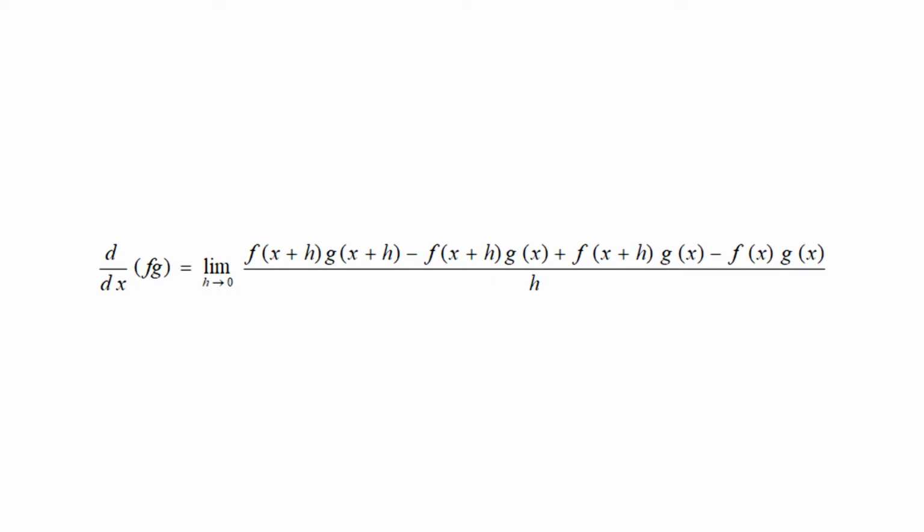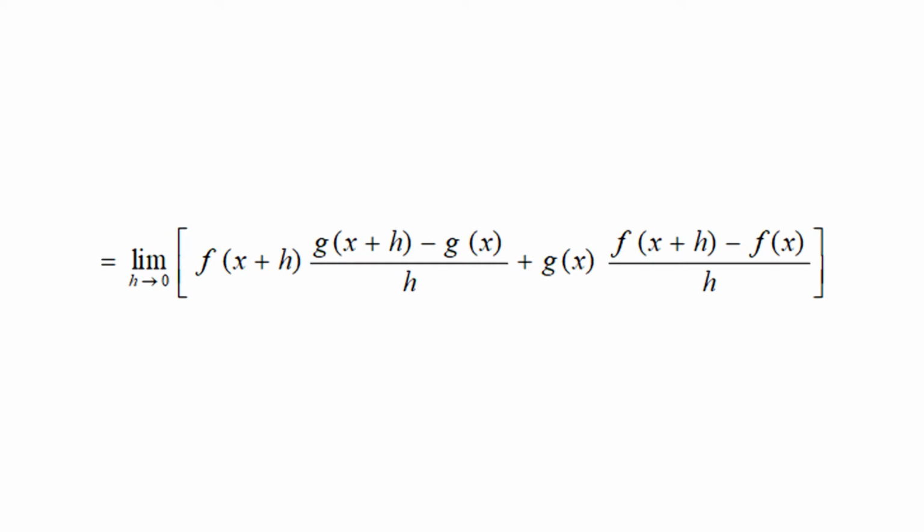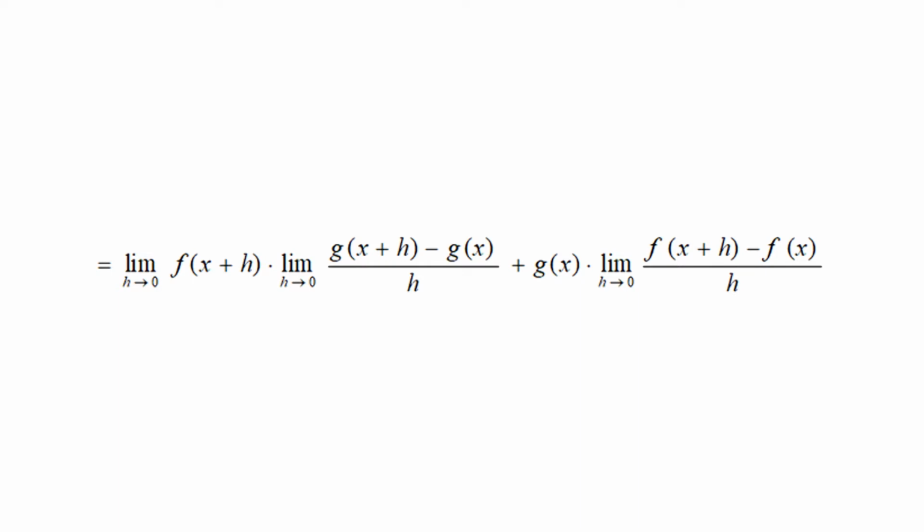Then d/dx of fg equals the limit as h approaches 0 of [f(x+h)·g(x+h) − f(x+h)·g(x) + f(x+h)·g(x) − f(x)·g(x)]/h, which is equal to the limit of f(x+h)·[g(x+h) − g(x)]/h + g(x)·[f(x+h) − f(x)]/h as h approaches 0, which is equal to the limit of f(x+h) as h approaches 0 times the limit of [g(x+h) − g(x)]/h as h approaches 0, plus g(x) times the limit of [f(x+h) − f(x)]/h as h approaches 0.